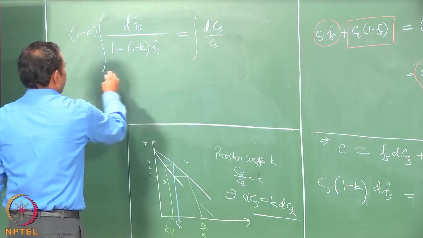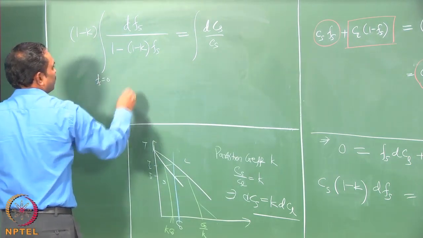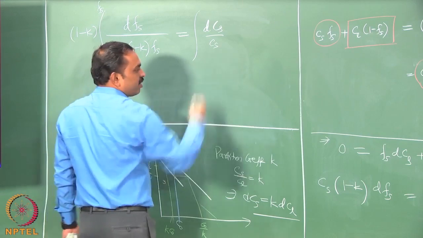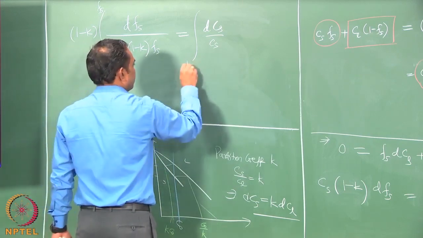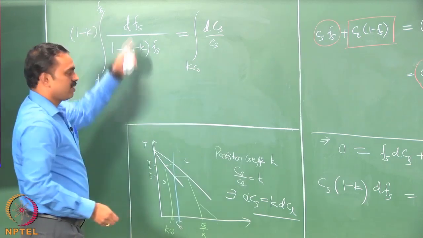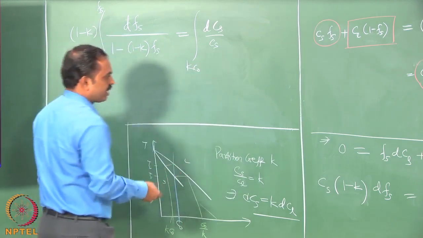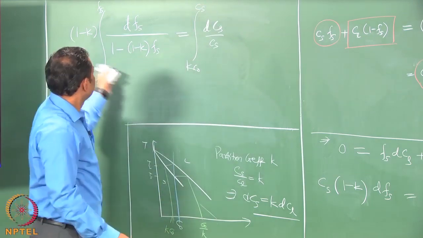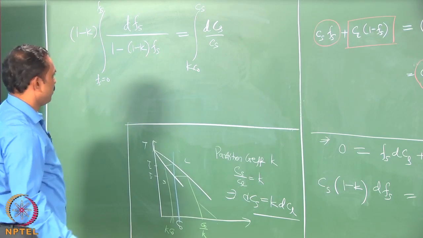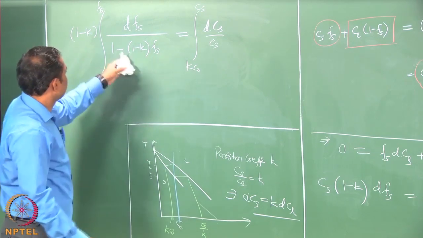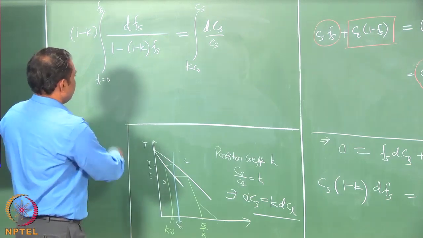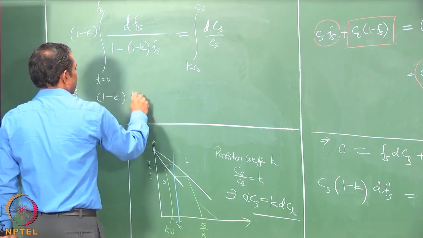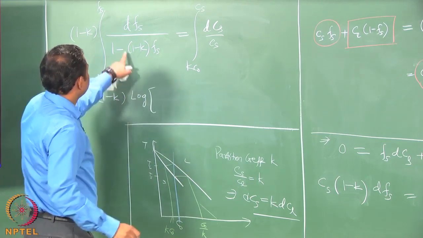And you could start from Fs is equal to 0 to Fs is equal to Fs, and at Fs is equal to 0, the solid composition is given by kC naught, and at Fs is equal to Fs, the solid composition is given by the Cs. Okay. So, which means that we can now integrate and substitute these limits and see how the expression is going to look like. And therefore, you can see that it comes as a logarithm, and let us just substitute that. It implies 1 minus k logarithm, and there is a minus sign here.